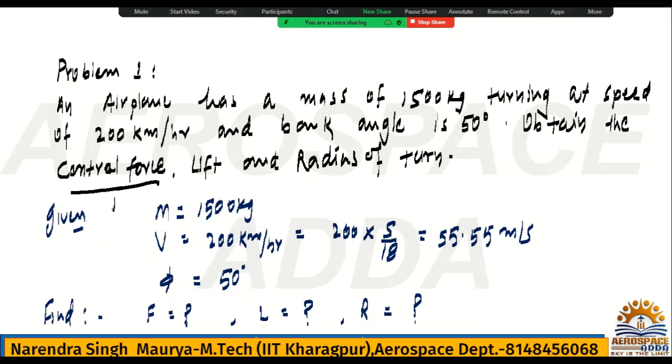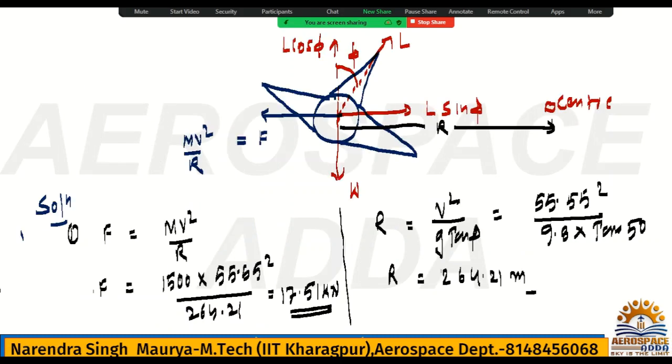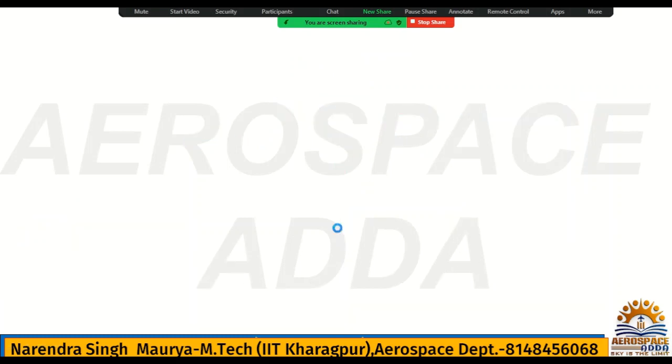Central force was first, radius of turn was third, and the second value is lift. First we have calculated central force, third we have calculated radius of turn. Now we'll go for the lift.